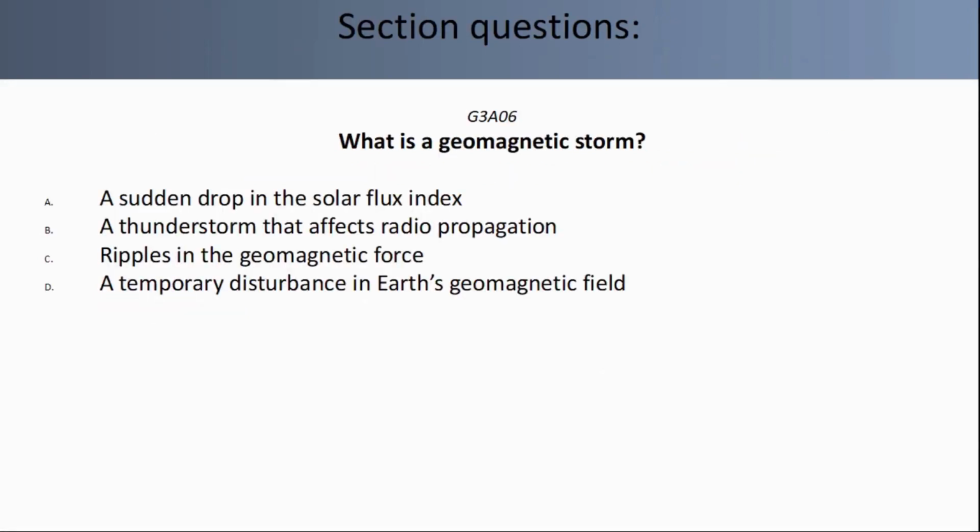What is a geomagnetic storm? Sounds kind of scary. Has nothing to do with the solar flux. It's not a thunderstorm. Ripples in geomagnetic force, yeah, maybe, but it isn't. It's D, temporary disturbance in the Earth's geomagnetic field. That's a geomagnetic storm. They come in different sizes and intensities, and if the K index is high, you might have a pretty significant geomagnetic storm.